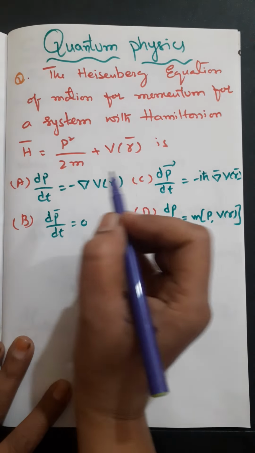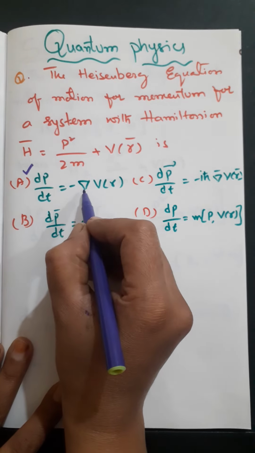So the correct option is the first option, that is dp by dt is equal to minus del V of r.